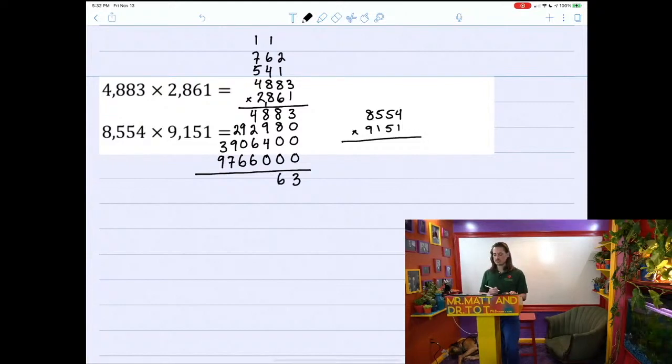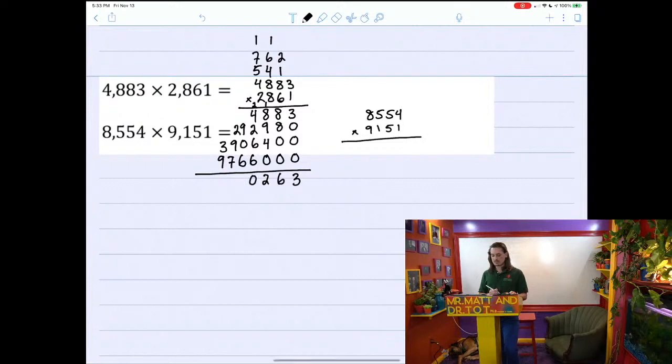Now we have 2 plus 4 plus 2 plus 6 plus 6. 2 plus 4 is 6. 6 plus 2 is 8. 8 plus 4 is 14. 14 plus 6 is 20. So we keep the 0, carry over the 2. 2 plus 9 plus 0 plus 6. 2 plus 9 is 11. 11 plus 0 is still 11. 11 plus 6 is 17, so keep the 7, carry over the 1.